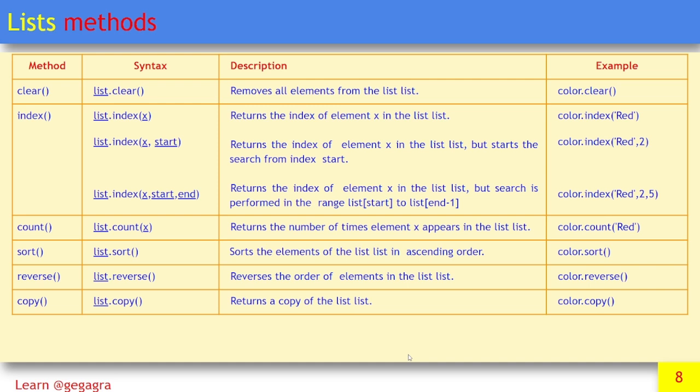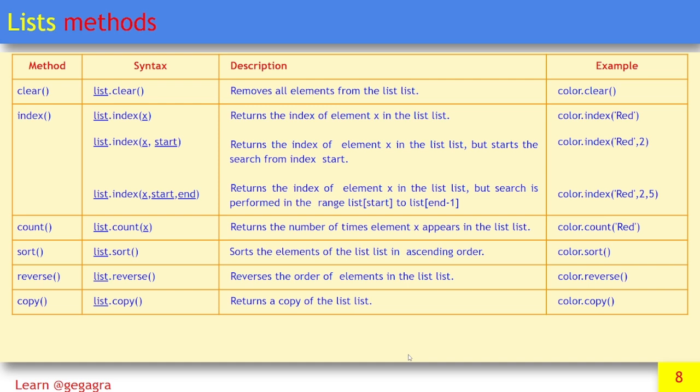Sort: dot sort sorts the elements of the list in ascending order. So if you have a list and apply the function sort, all the elements of that list will be arranged in ascending order by default. And if you want to arrange those elements in descending order, then inside the parenthesis you can apply reverse is equal to true. In that case the elements will be arranged in reverse order.